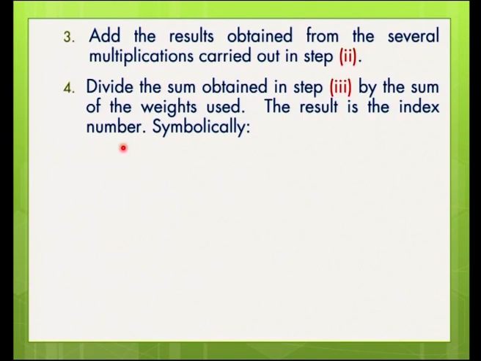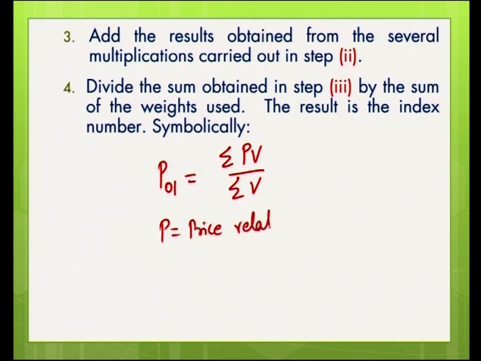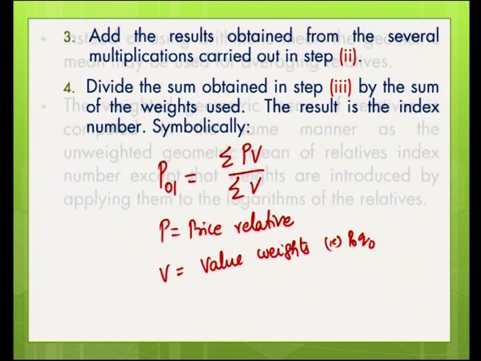So, symbolically we write it as P01 is equal to summation PV by summation V, where P is the price relative, the price has to be found out, and V is the value weights. Actually, V is equal to P0 Q0, which is the value.